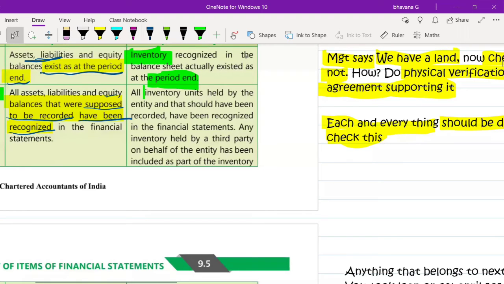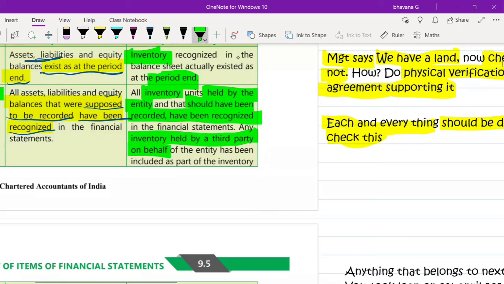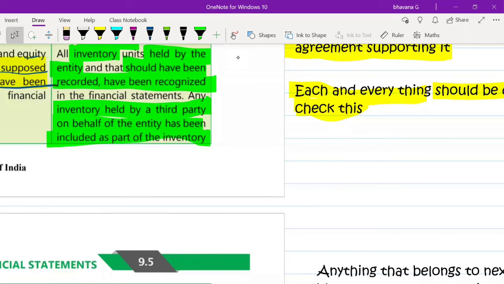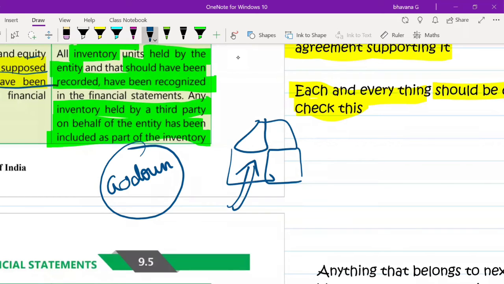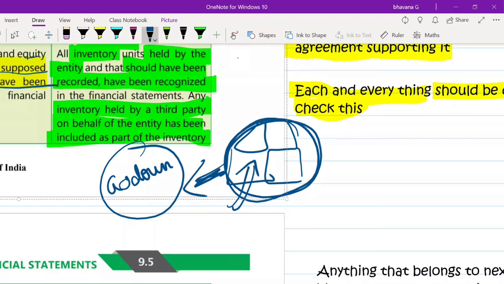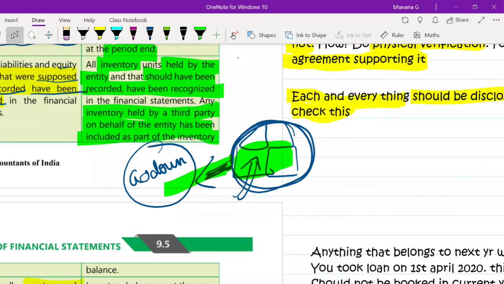Very good. So here they have given you another point of view. They have told you that all inventory units held by the entity should have been recorded and recognized. So if inventory is held by any third party on behalf of the entity, it has been included as a part of inventory. Since you were not having space in your godown, you kept your other inventory in a third party's house. That means this inventory kept at the third party's house is also your company's inventory, right? So that inventory related information also you should have recorded properly. That is what they are trying to tell you. Whatever is related to the entity and should have been recorded should be recorded.